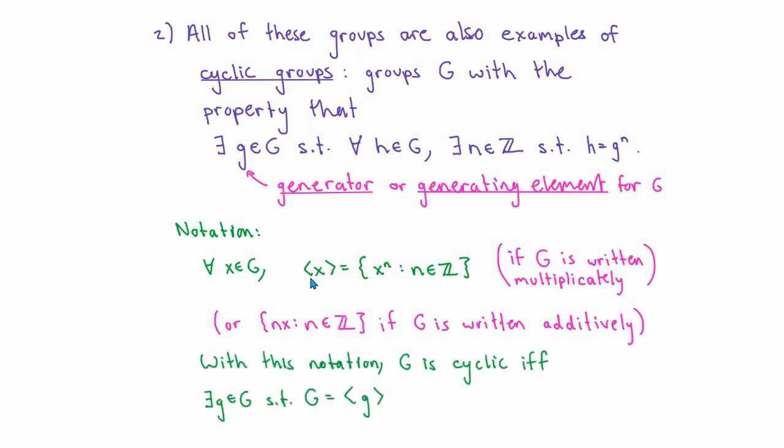Now, with this notation, the definition of a cyclic group becomes the following. A group G is cyclic if and only if there exists an element little g in G such that the group G is equal to triangular bracket g, in which case we say that the group is generated by the element little g. Now let's look back at the examples that we've constructed so far to verify that they satisfy the definition for being cyclic groups.